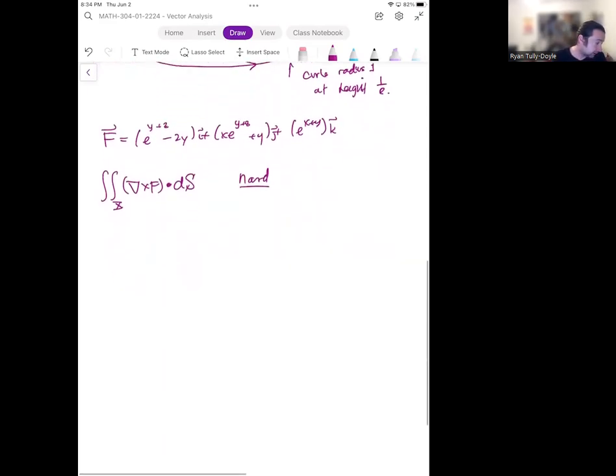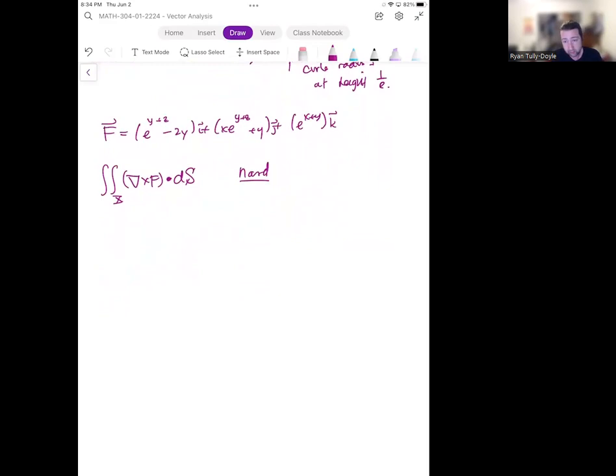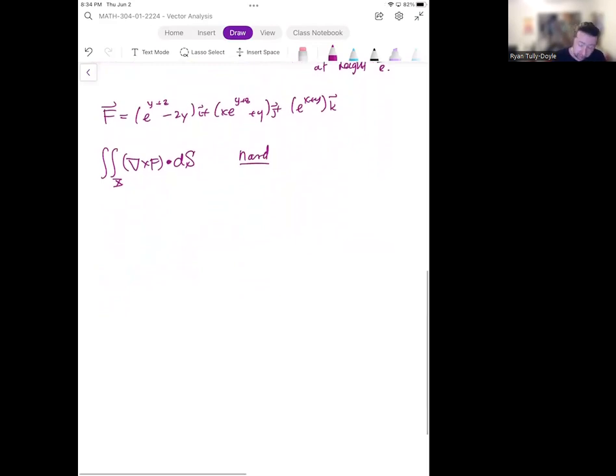It's hard because the pieces are hard. So the curl of f is actually not so bad. We can compute that pretty quickly. So the curl of f here, the first thing you're like, oh, well, maybe I can do it. I'll start with the curl and see what the curl looks like. So you compute the curl and you get this.